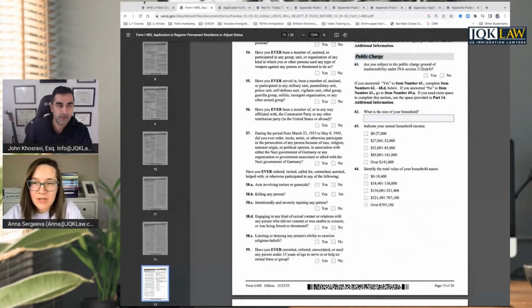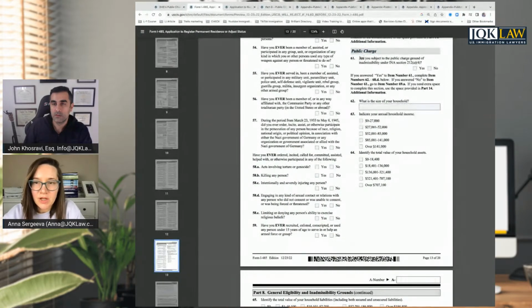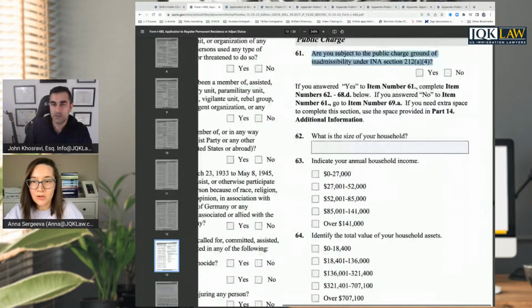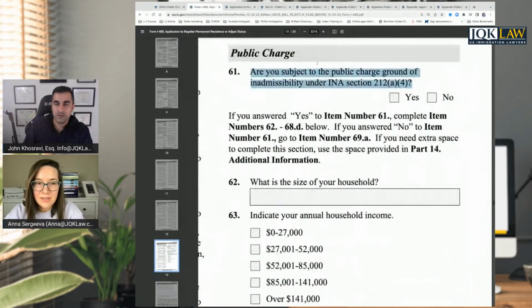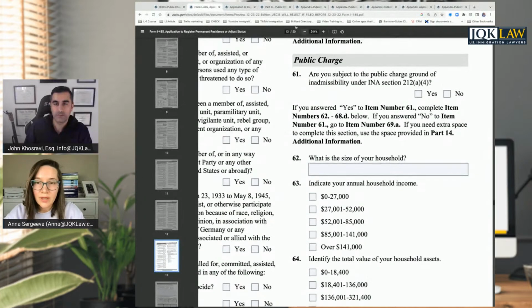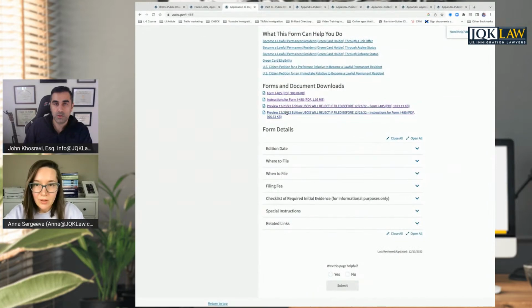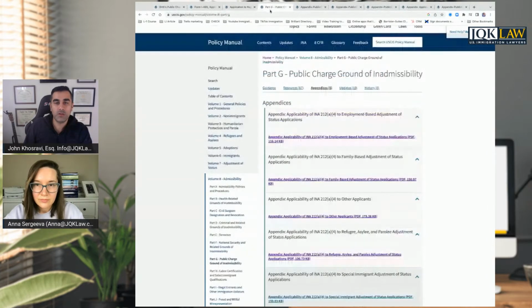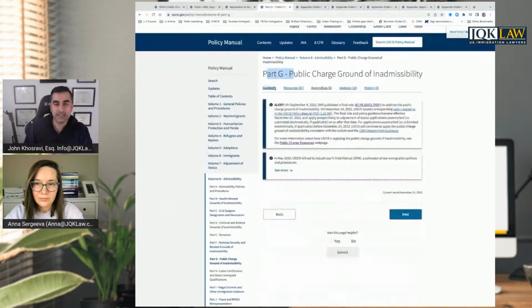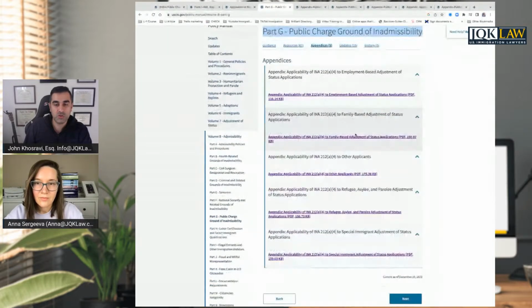Yes. So the first question is who this public charge rule applies to. And either the answer should be yes or no. And how do we easily understand who this applies to and who should answer no? If you can open the USCIS public charge page. Sure. Yes, it's called Part G. The guidance, there's supposed to be more guidance coming soon, but if you go to Part G, public charge grounds of inadmissibility, and then you go to appendices, it breaks down the different categories you may be applying for a green card under and whether it applies.